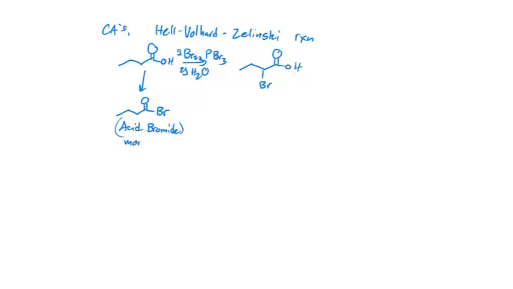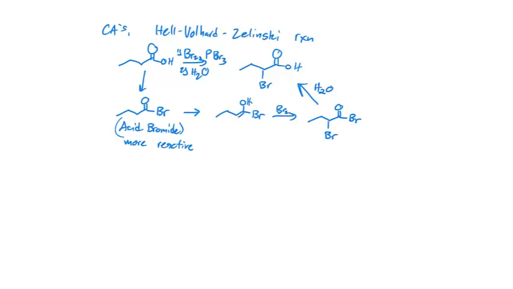And this is more reactive, so it will equilibrate with the enol form more easily. And that allows us to react the enol with Br2 through the same mechanism we saw on the previous slide. That gives us this alpha bromo acid bromide. And via water workup, we're basically going to substitute the bromide for OH. And then we end up with the alpha bromo carboxylic acid.